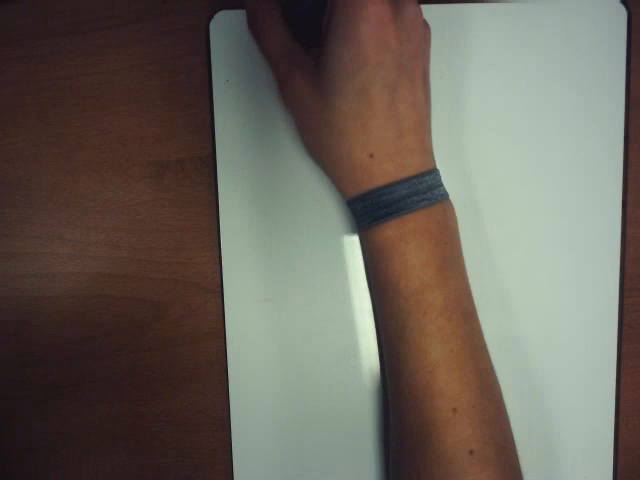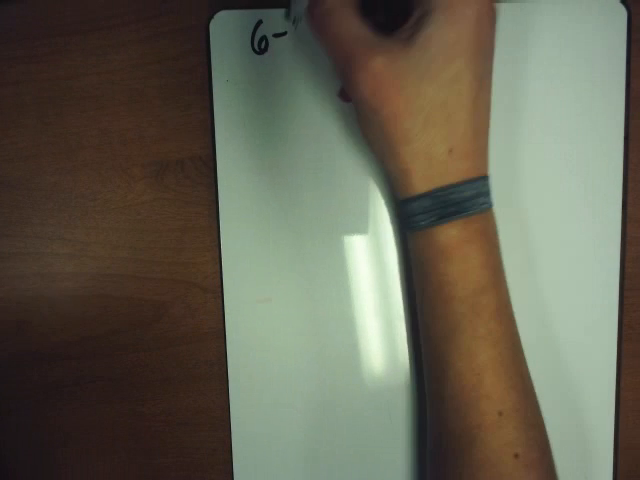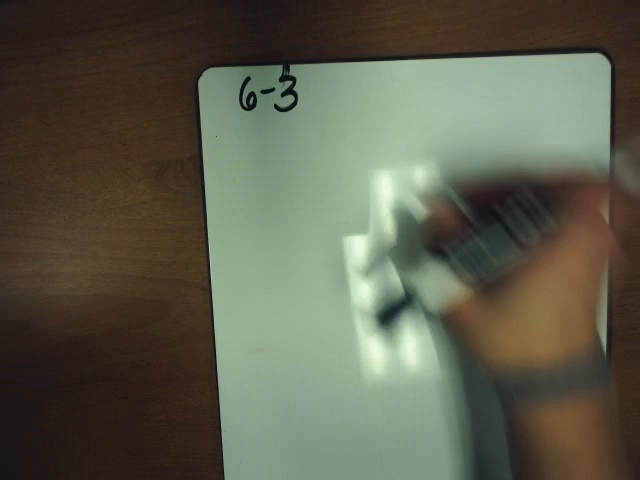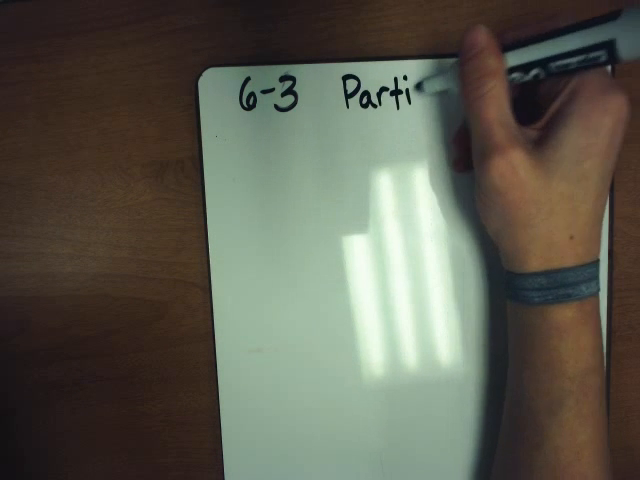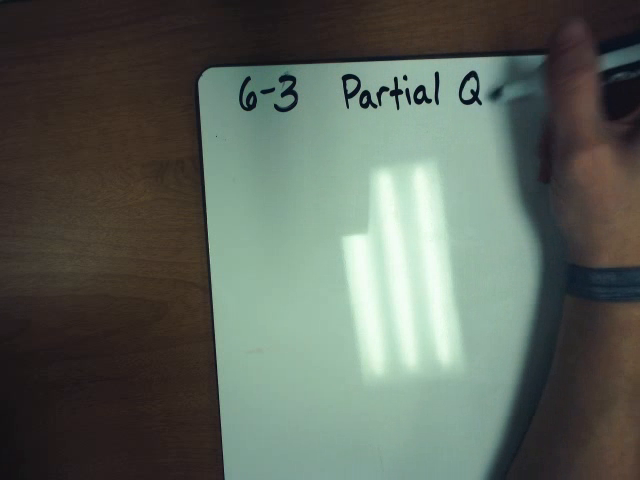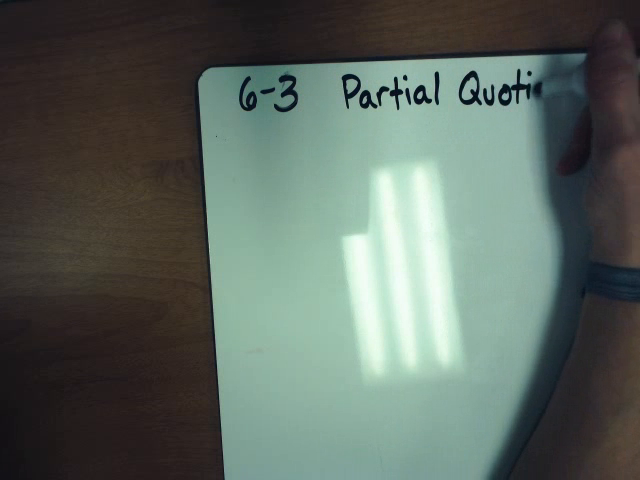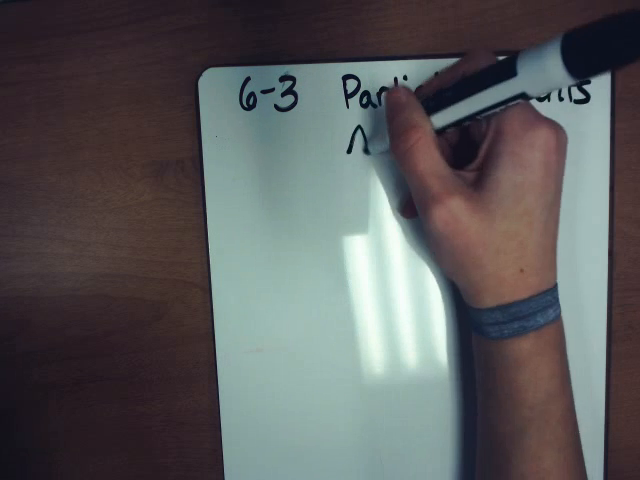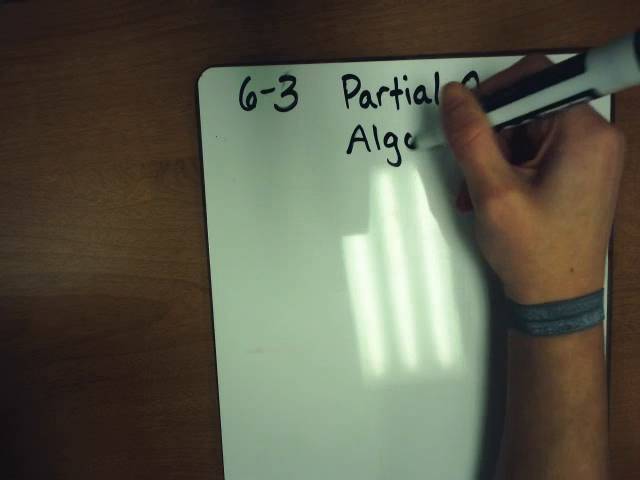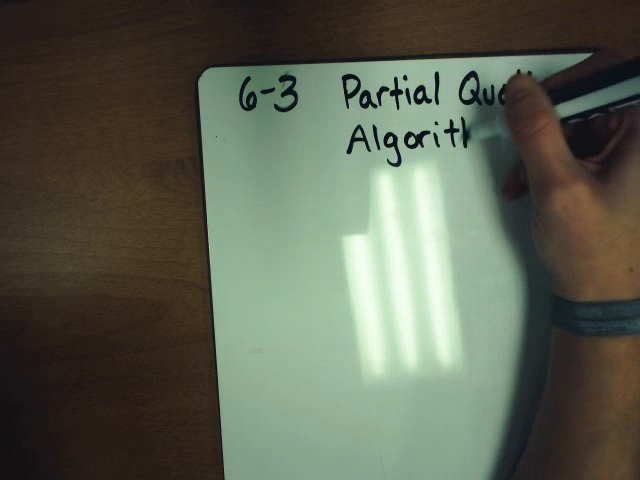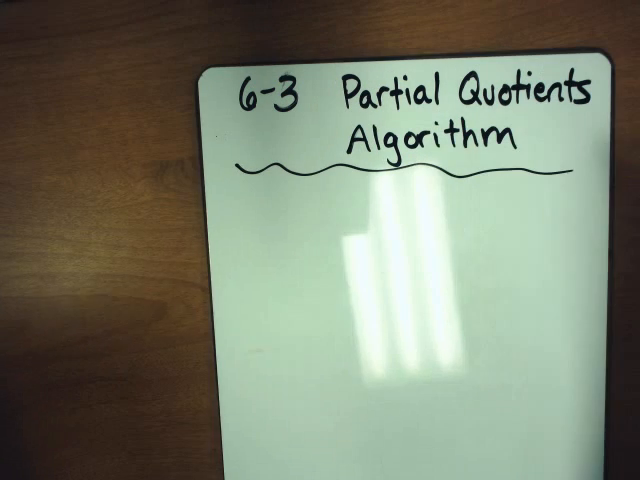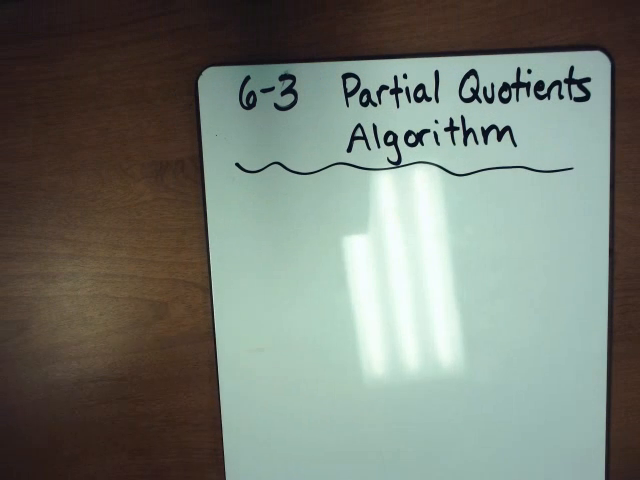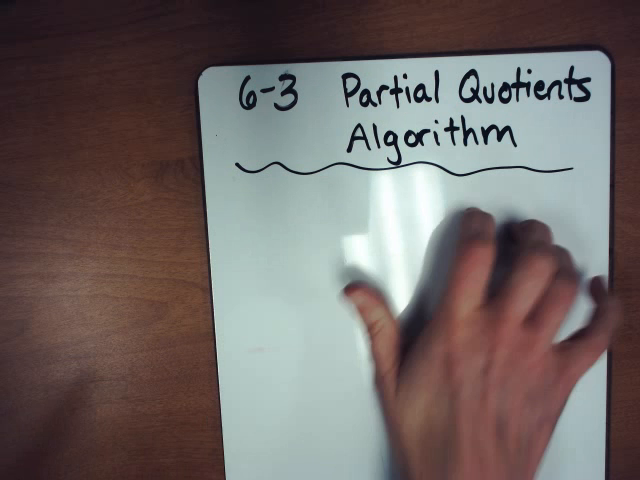Today we are going to be working on lesson 6.3. 6.3. And this is the partial quotients algorithm. So go ahead and write that at the top of your page. I really like this way to think about dividing. I wish I would have learned this when I was in 4th grade. Okay, so go ahead and pause right here if you need to finish writing that down.